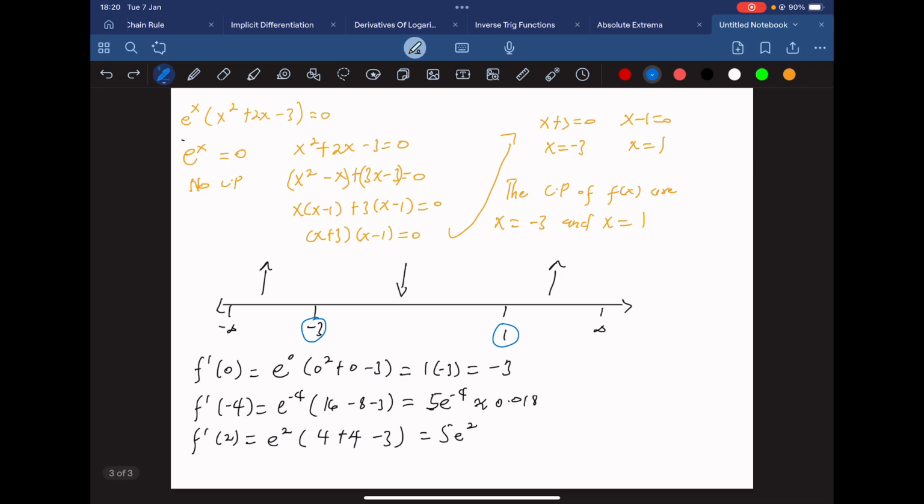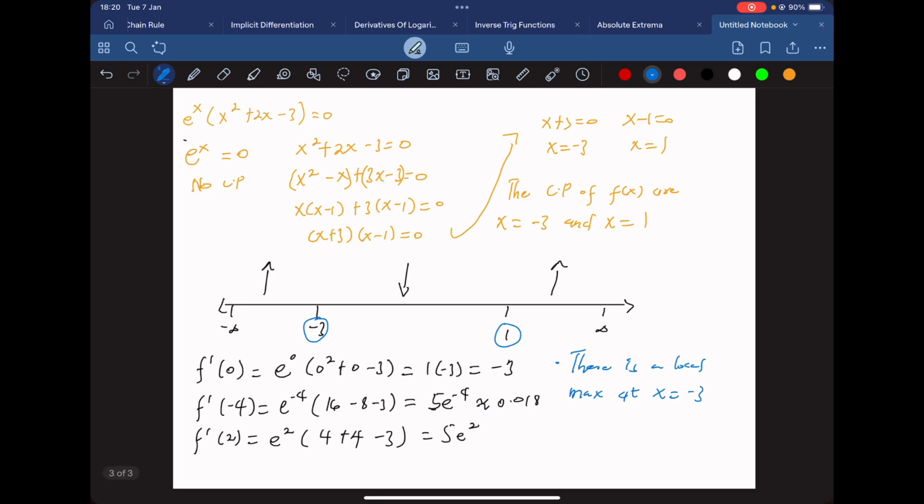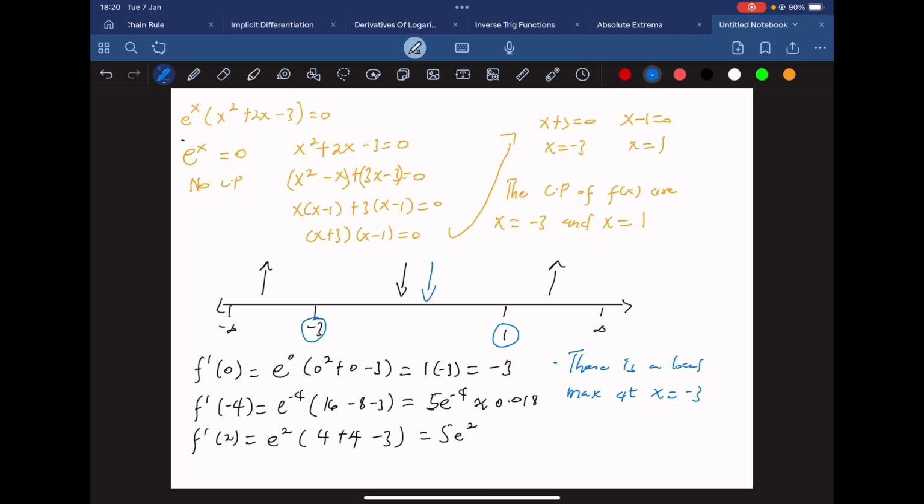So we can see there is a local maximum at x is equal to -3. How about 1? At 1, we can see that it goes down, so it changes from negative to positive right here. Since it's negative to positive, there is a local minimum. So there is a local minimum at x is equal to 1.